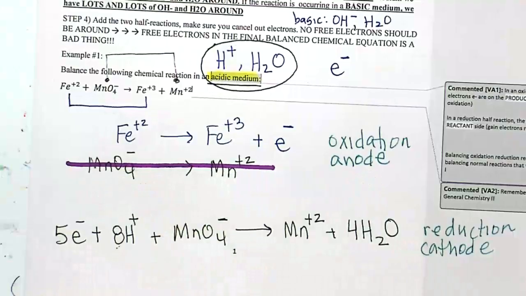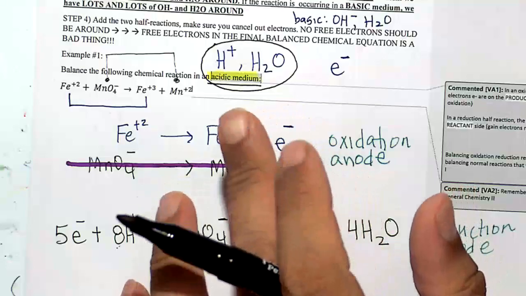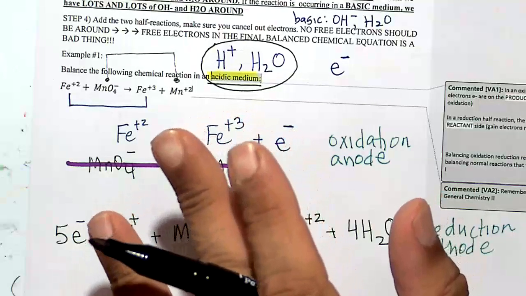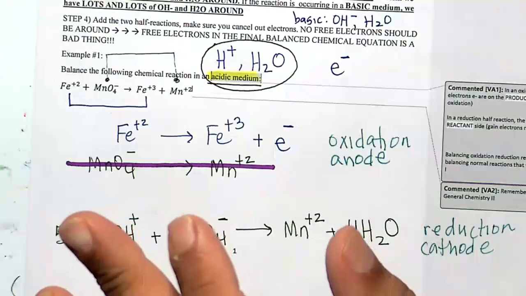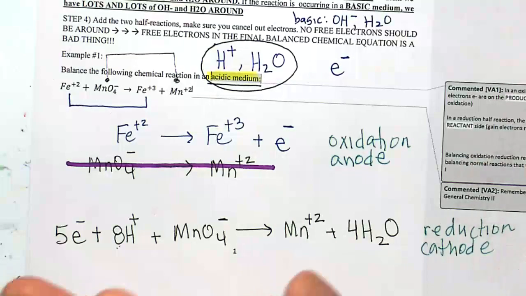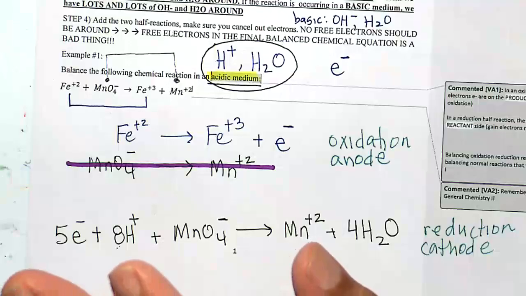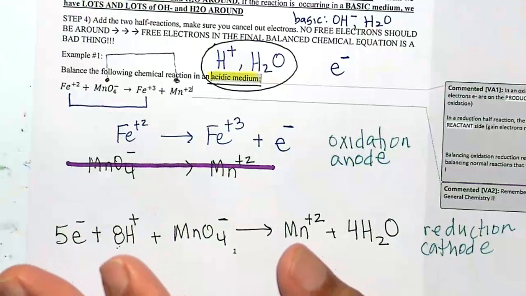So we got our reduction, we got our oxidation. Now what we will do is add them up, but we want to cancel out the electrons. No free electrons. Have you guys heard of free radicals by any chance? These free radicals are just like free electrons, and if you read the literature, they're actually very bad for your health. In this problem, we want to get rid of the electrons. Free electrons roaming around are very bad.